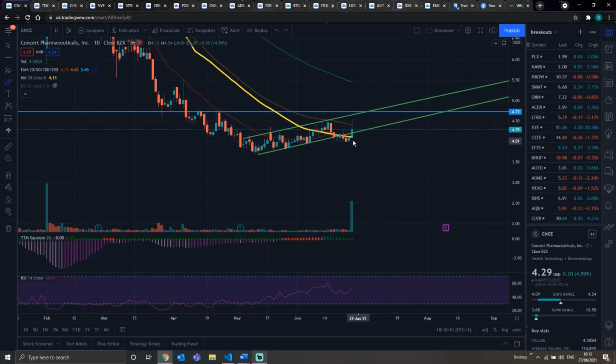Or if it refuses to come down, I wouldn't be chasing. I'd let it go up, find a level, and then give me either a retest or a breakout. And then what we could obviously look for is what we've spoken about before, a nice little breakout.